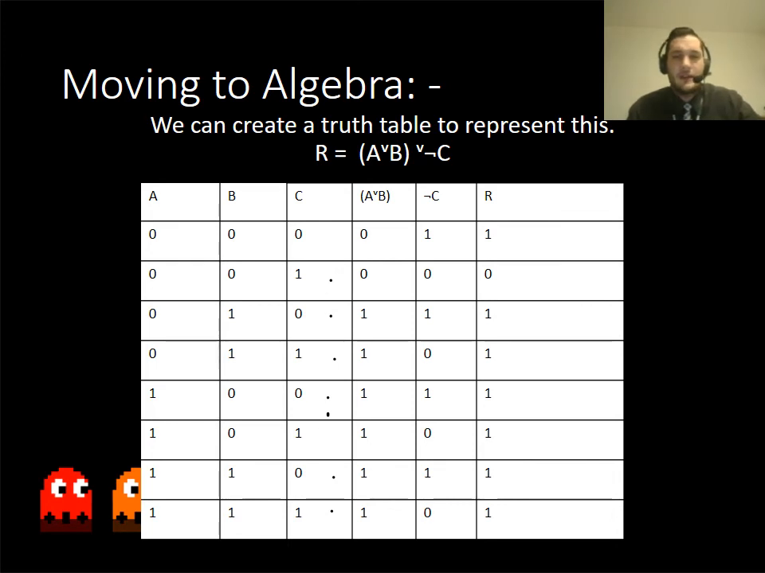So the first thing I need to work out is A or B. So A or B was 0. A or B was 0. A or B, in this case, one switch was on the third column, so therefore it was 1, 1, 1, and so on. Then you work out what not C is. So in this case, 0 became 1. 1 became 0. 0 became 1, and so on.